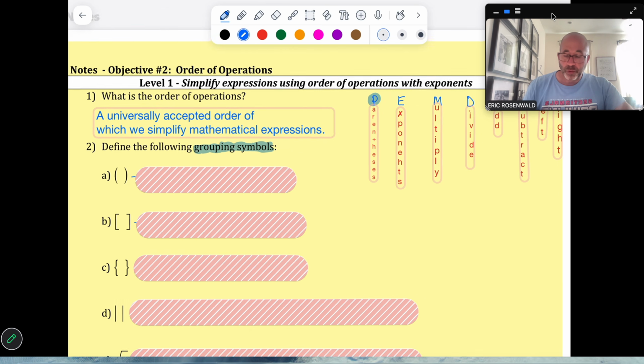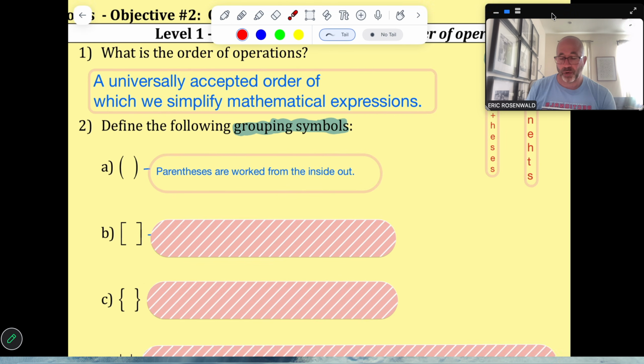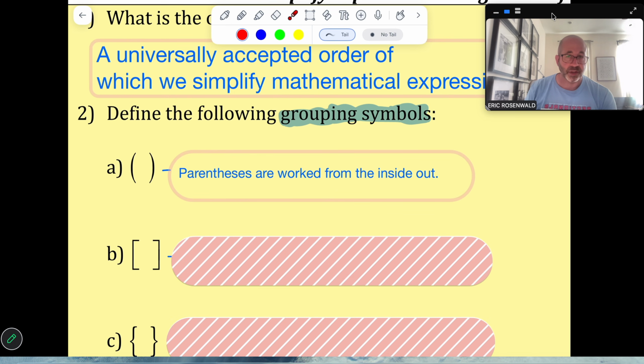So let's jump into grouping symbols. When we use the letter P, we don't just say P for parentheses, because there's actually a number of different groupings that we can use. So it's not technically parentheses, it would be grouping as the first step. Well, here are our first grouping symbols. We have parentheses. These are the most notable ones. You're going to see these a lot.